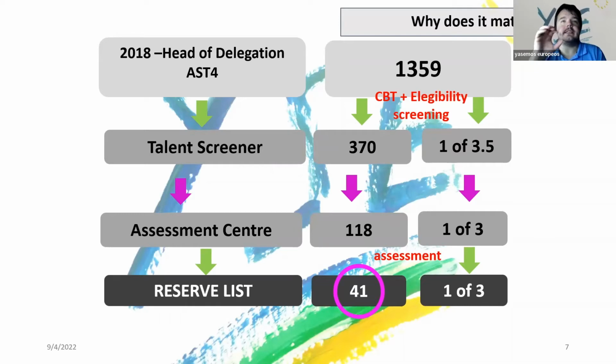But as you can see, the big part where most of the candidates were expelled from the competition was at the beginning, in the CVT and the eligibility screening. So please, people, be careful, because the eligibility depends mostly on the information that you put in your application. I don't believe that most of the candidates didn't have the 6 or the 9 years of relevant experience. It was a question that they didn't fill in the application correctly.